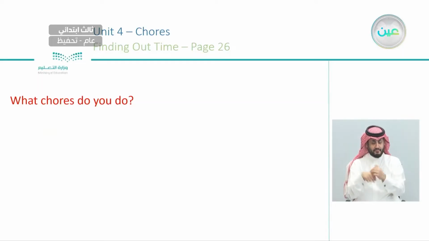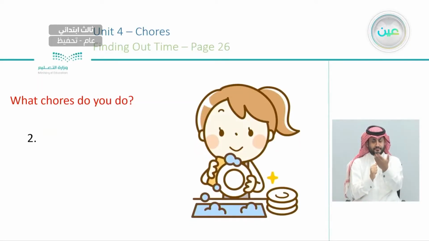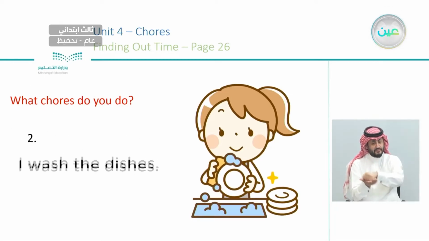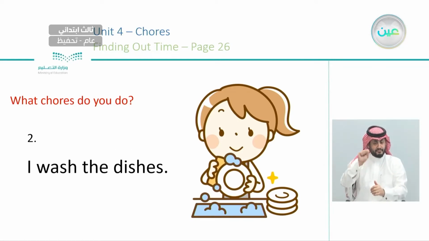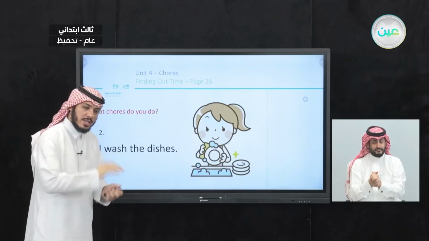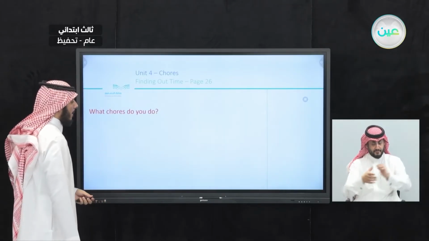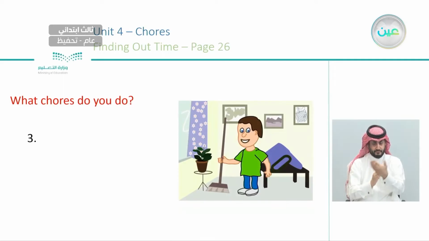Okay, number 2, we have a girl here and she's what? Yes, she has some dishes and she says, I wash the dishes. So we have a dish here and we have some dishes over there. So these are what? Dishes. So I wash the dishes. Excellent.